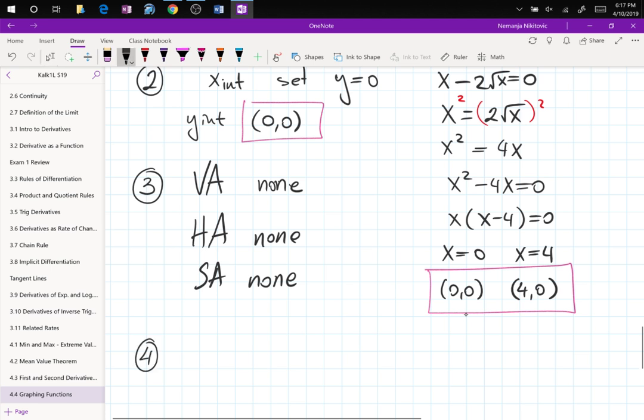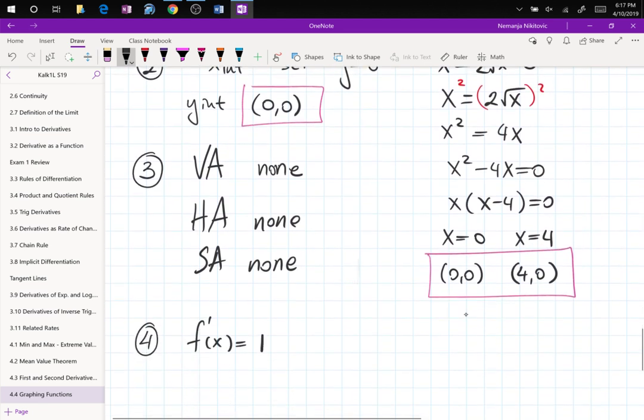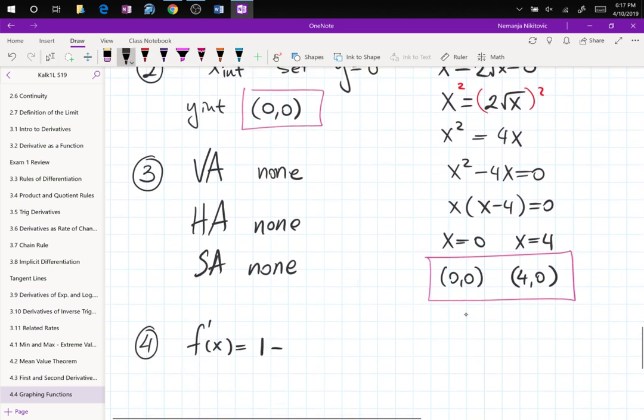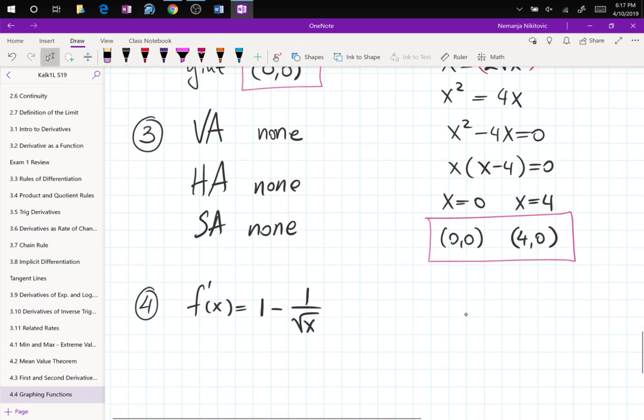Number 4. The first derivative is the derivative of 1, and the derivative of x is 1. And then we have minus the derivative of root x, which is 1 over 2 root x. So the 2 will cancel the 2. And this is our derivative. That's our first derivative.